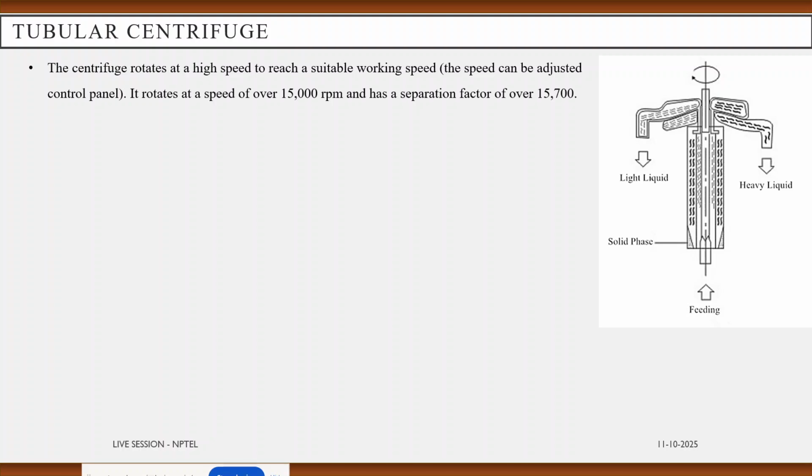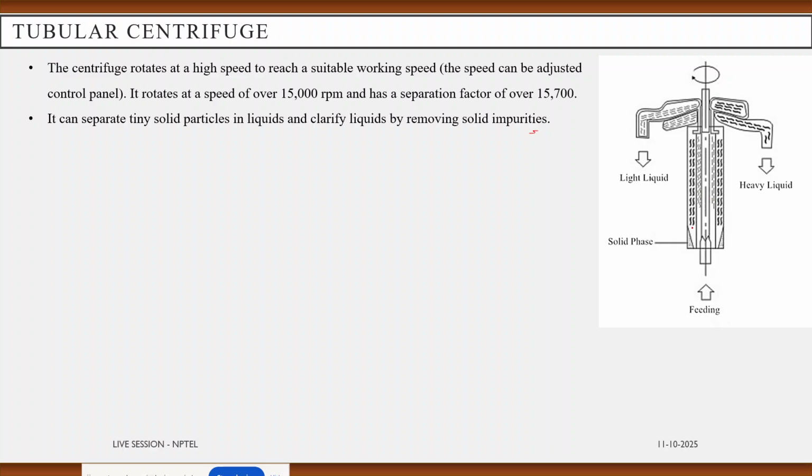the speed remains 15,000 rpm, and the separation factor is over 15,700. In this tubular centrifuge, it is very effective to separate very fine or tiny solid particles in the liquid, and they clarify the liquids by removing those solid impurities.